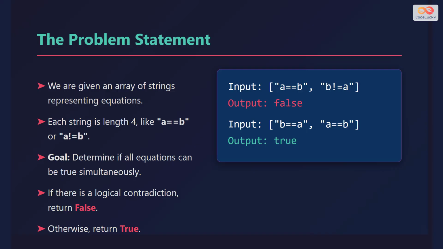Let's define the problem clearly. You are given an array of strings. Each string represents a simple equation, like a equals b or a does not equal b. Your task is to determine if it is logically possible for all these equations to be true at the same time. If there is a contradiction, you return false. If the logic holds up, you return true.